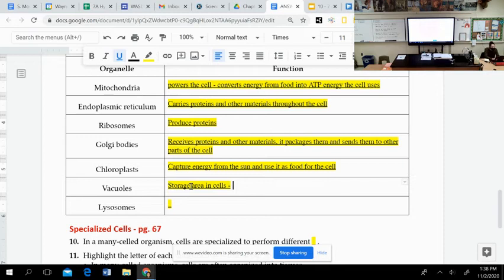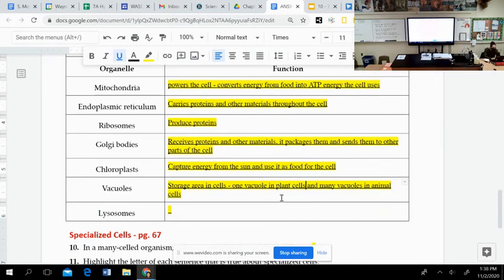And one thing to add with vacuoles, there's one vacuole in plants and many vacuoles in animal cells. We could say plant cells and animal cells. Okay? Plant cells have one large one, animal cells have many small ones.